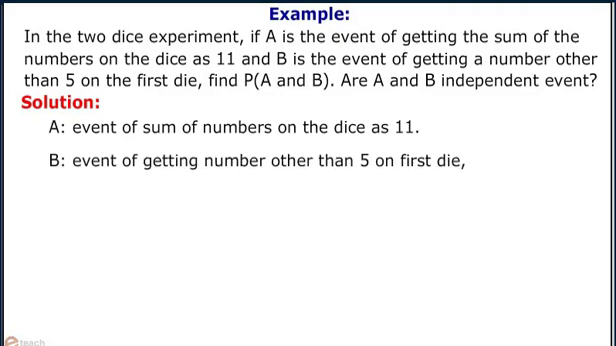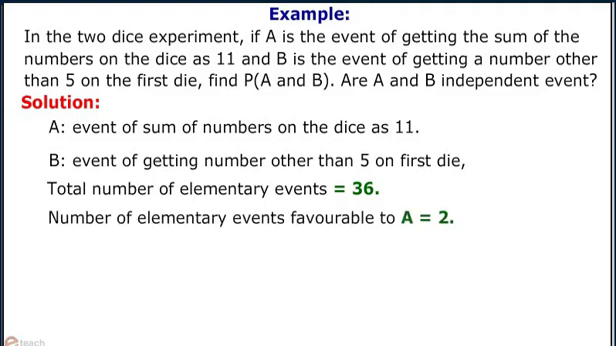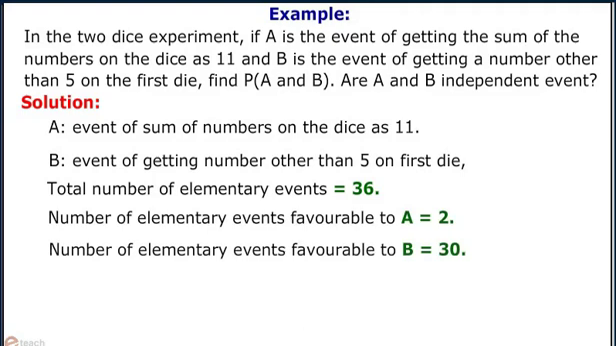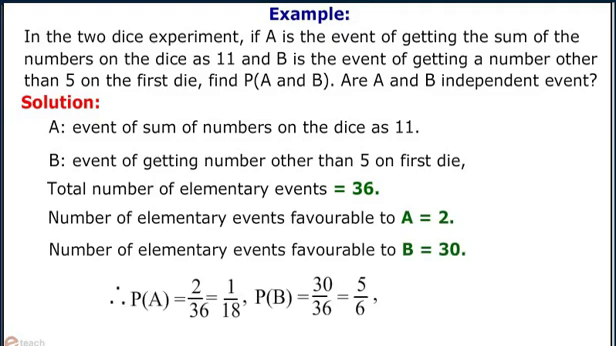Solution: the total number of elementary events is 36. Number of elementary events favorable to A is 2, and that for B is 30. Therefore, probability of A is 1 by 18 and probability of B is 5 by 6.